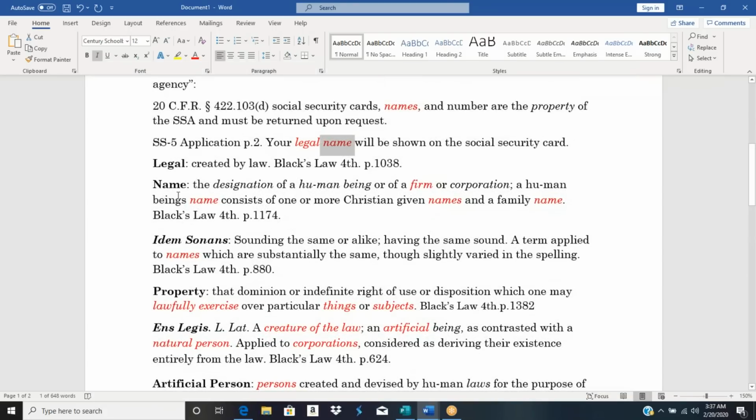Let's keep it moving. Name, the designation of a human being or a firm or a corporation. Make that red. A human being's name consists of one or more Christian given names and a family name. I am Amen of the family Osiris. If there's a name spelled in all capital letters, that's a legal name. It does not belong to me because it's created by law.